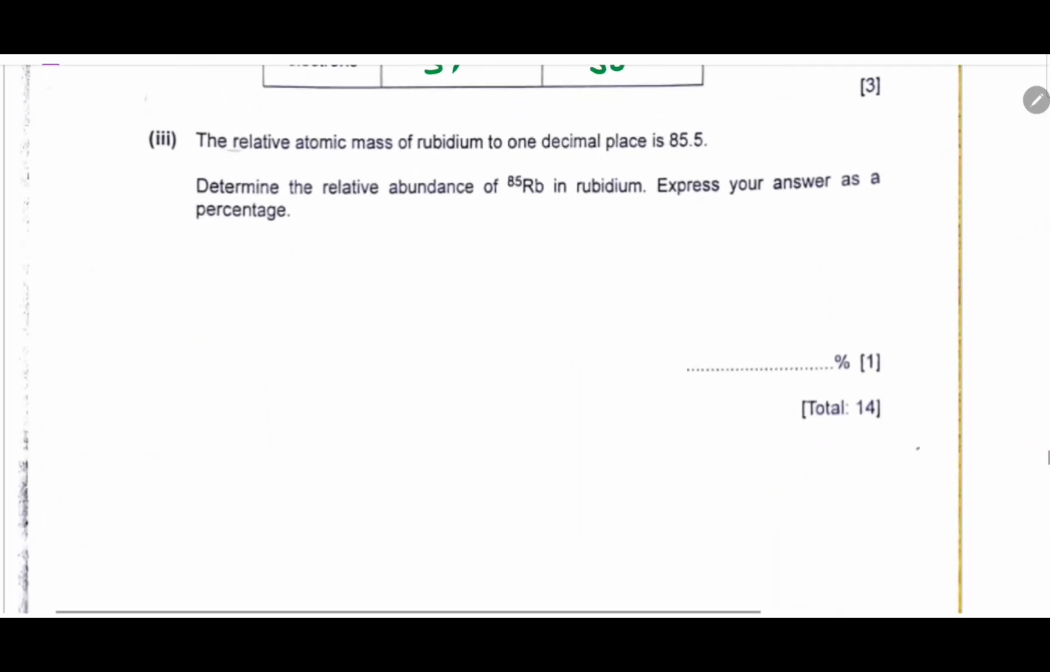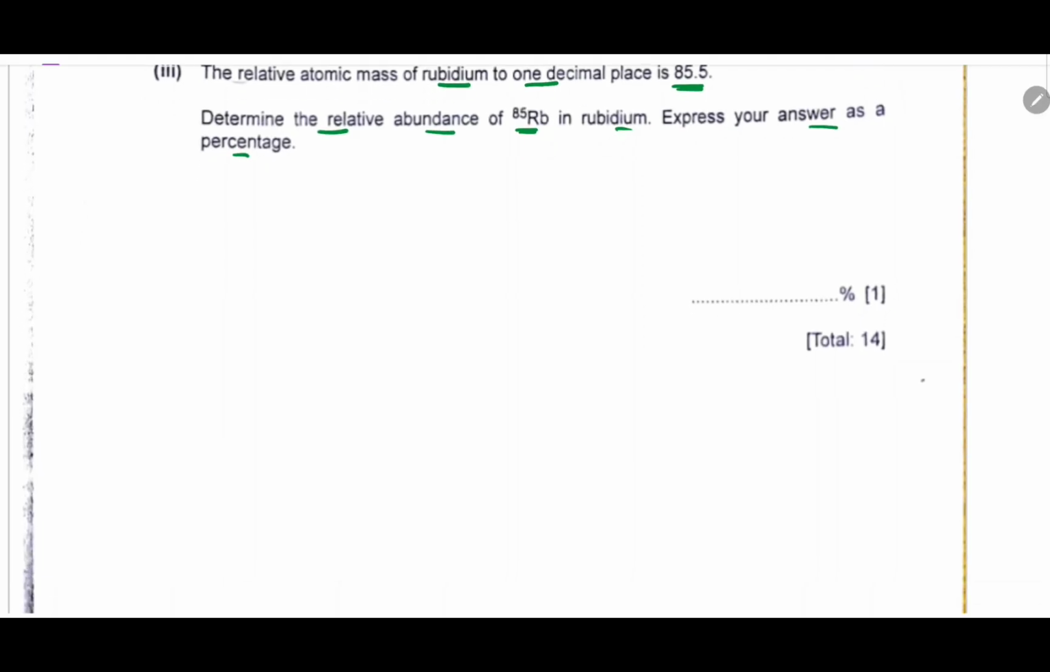Next is the relative atomic mass of rubidium to 1 decimal place, 85.5. Determine the relative abundance of Rb85. Express your answer as a percentage. Okay. For doing such type of question, we'll consider: let the percentage abundance of Rb85, rubidium 85, equal X. You can write here, doesn't matter.